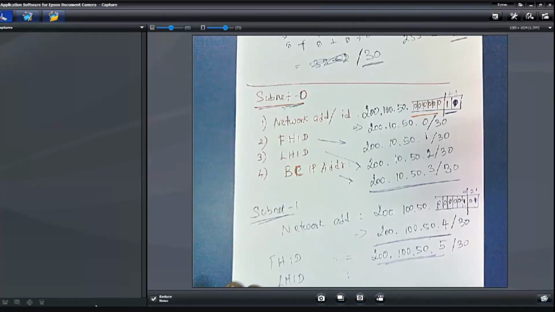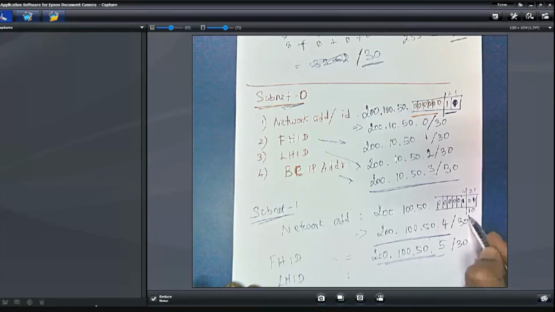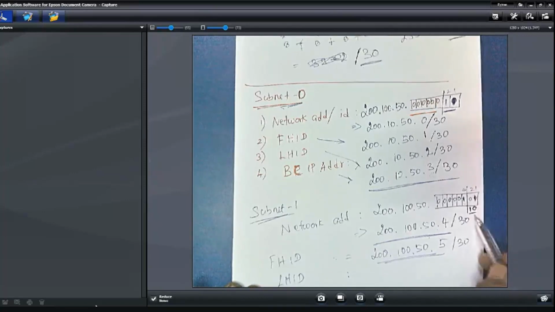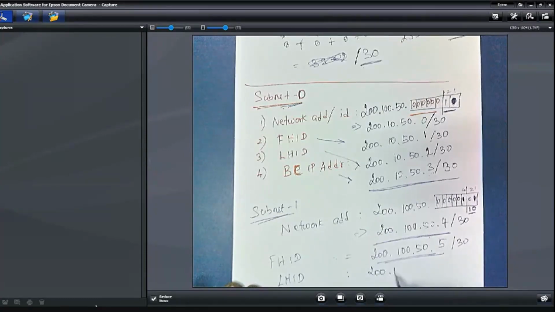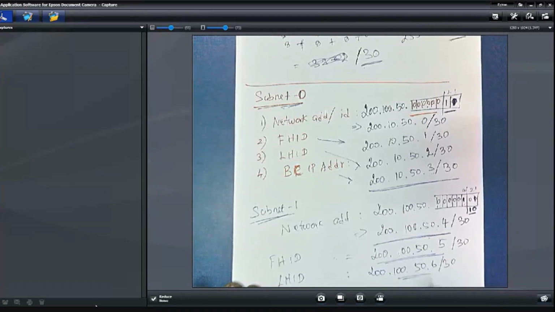Then what is the last host ID? The last host ID is where you make everything 1 except the last bit, which is 0. So now I'm going to make this 1 and 0. All bits you make 1 except the last bit, the last bit is 0. Now 1 0 means already 4 is available here, and the place value for this is 2. So 4 plus 2 equals 6. So 200.100.50.6 is going to be your last host ID.